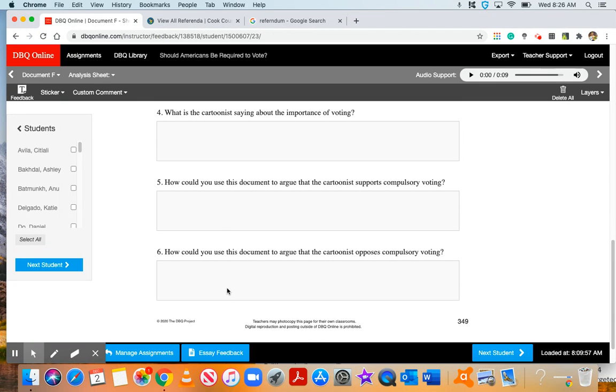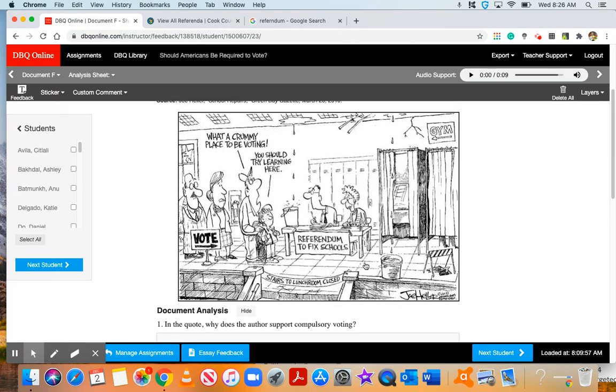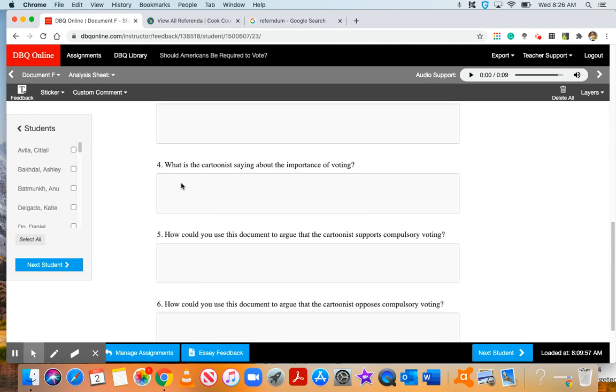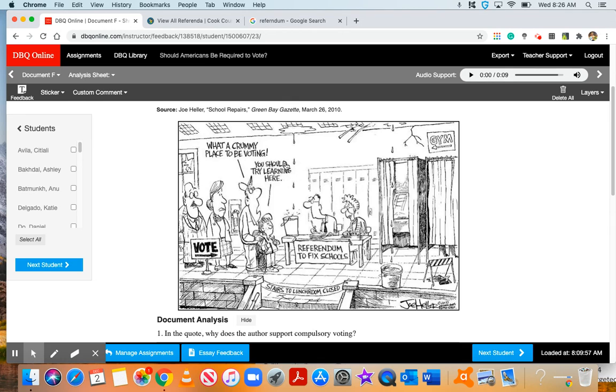And number 5 and number 6, I want you to pay attention to why someone would be for this type of voting. So how could the use of this document argue that the cartoonist supports compulsory voting, where everyone should be required? But number 6 asks, how could you use this document to argue that the cartoonist opposes compulsory voting? I think a clue to that is to look at the people that are voting and look at who they're with and why this might matter or might not matter. All right, I hope this helps. Do the best you can. We're just answering number 3, 4, 5, and 6 based on this political cartoon.